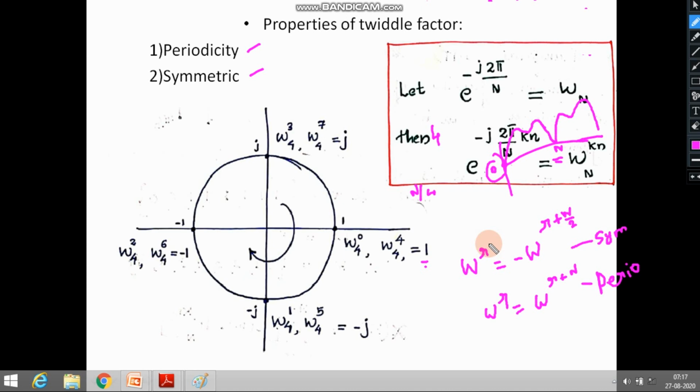That is, we can simply say omega N raised to r is equal to minus of omega N raised to r plus N by 2. That is, omega 4 raised to 0 is equal to minus omega 4 raised to 2. That is the negative value, and this is the symmetric property. And the periodicity property is given by omega N raised to r equal to omega N raised to r plus N. That is, the value will repeat.